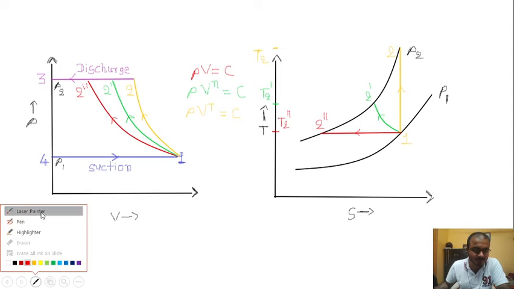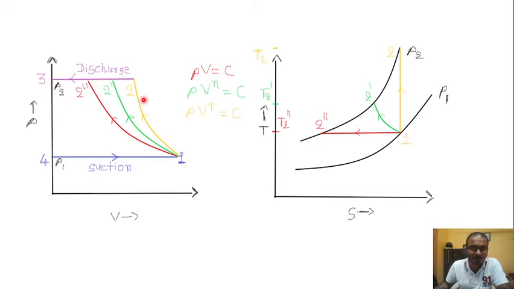During our previous lecture, we studied the PV and TS diagrams for the compression process. Here, the compression process is defined with the help of three different types of processes. First is the isentropic process, second is the polytropic process, and third is the isothermal process.